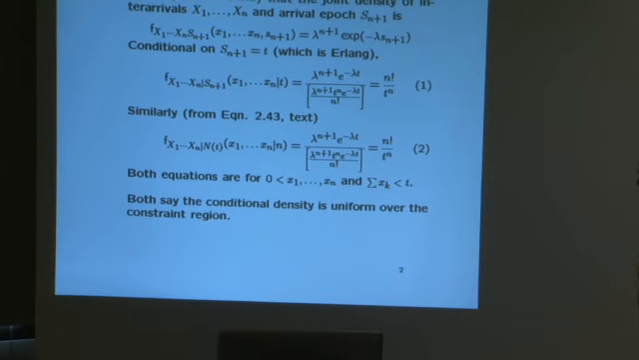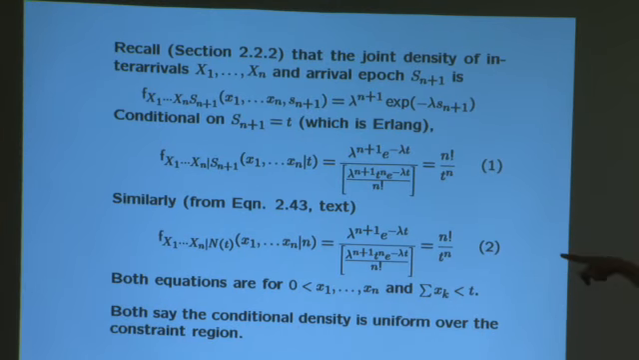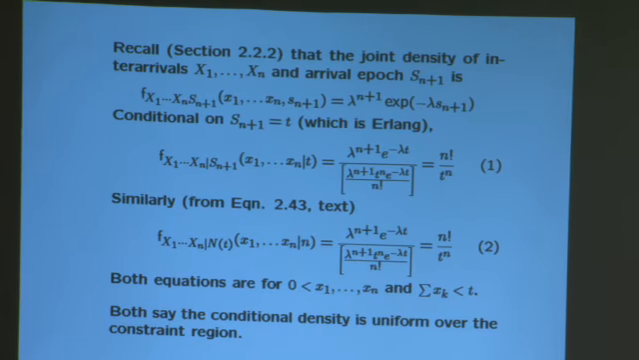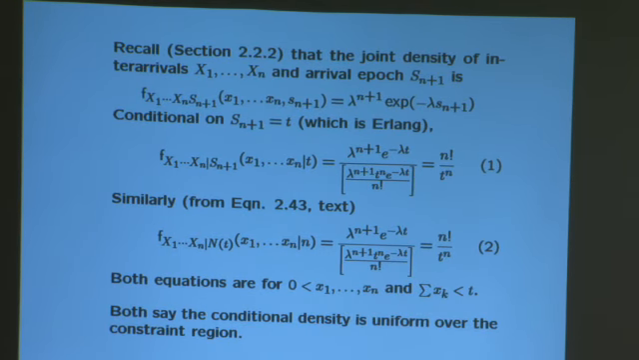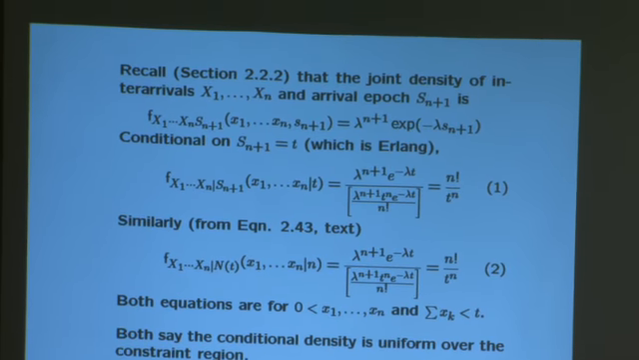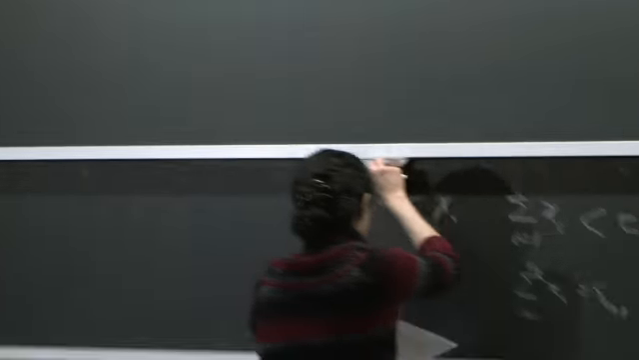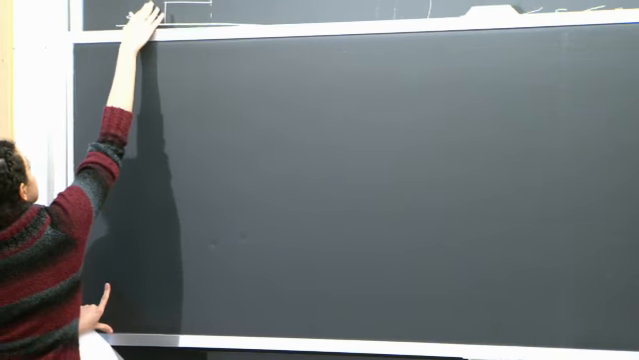The other interesting thing is that if I condition on N(t), the number of arrivals at time instant t, the term is going to be very similar to the previous one. Just to prove this, it's very simple again. I just want to show you.